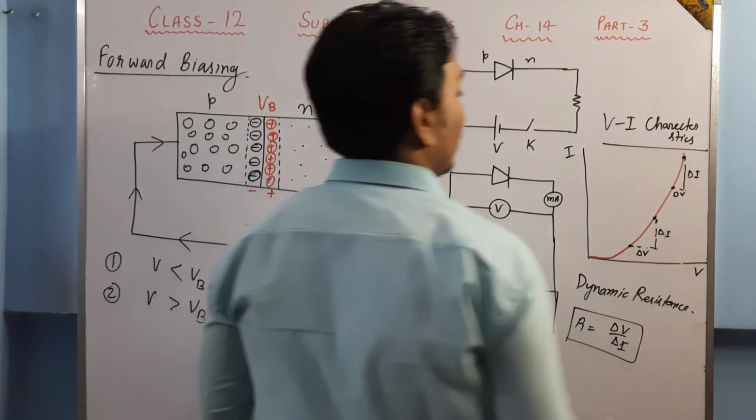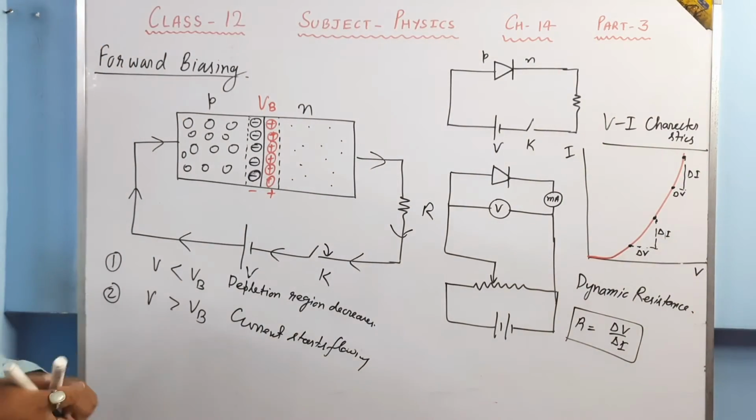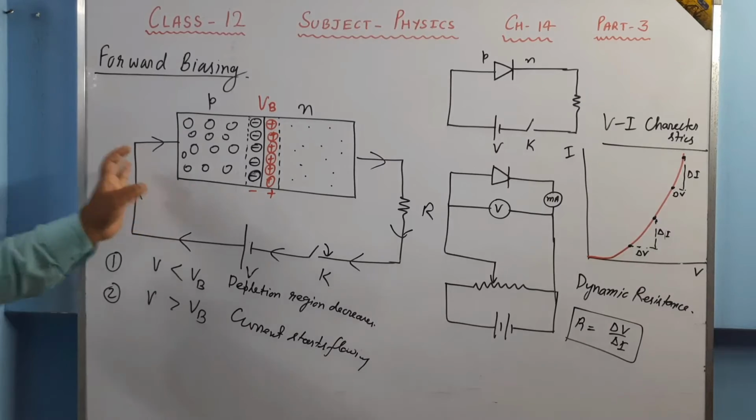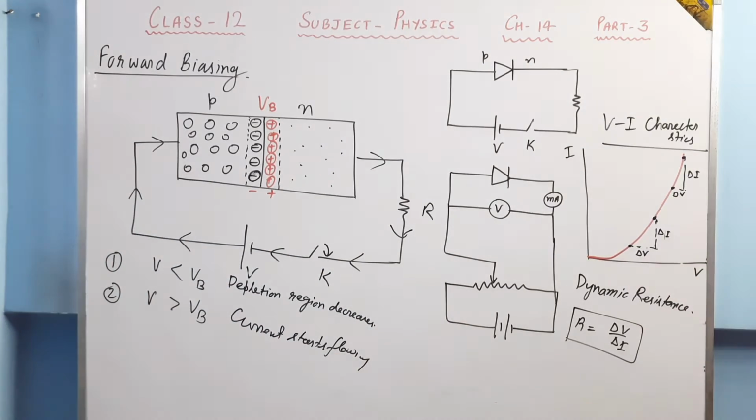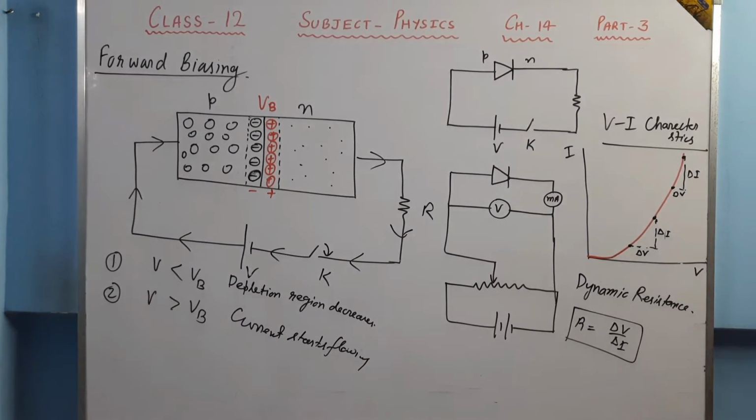This is VI characteristics, right? This is the circuit. This is the circuit to be made. Okay, this is to be understood, and this is all about forward biasing. Let us move towards reverse biasing.